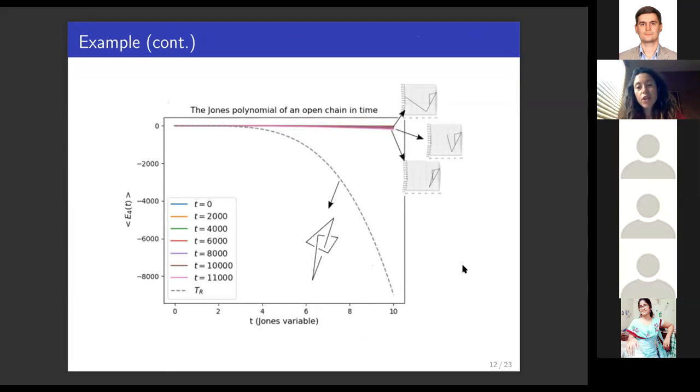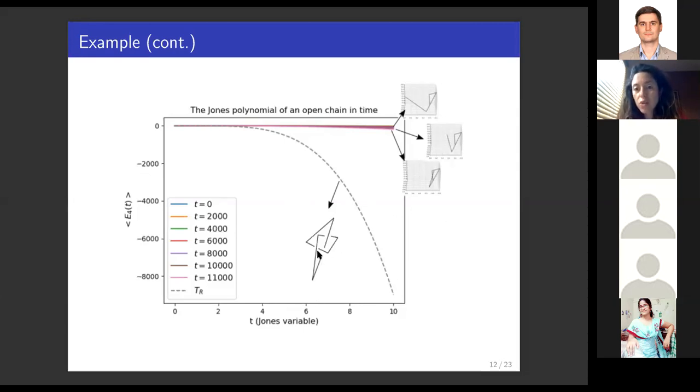Okay, so here is also how the Jones polynomial looks. If we plot the polynomial as a function of t, the Jones variable, the time is actually shown with different colored curves. The dotted line is the polynomial of the trefoil knot, while all these other ones are the ones of our curve with only 4 edges.